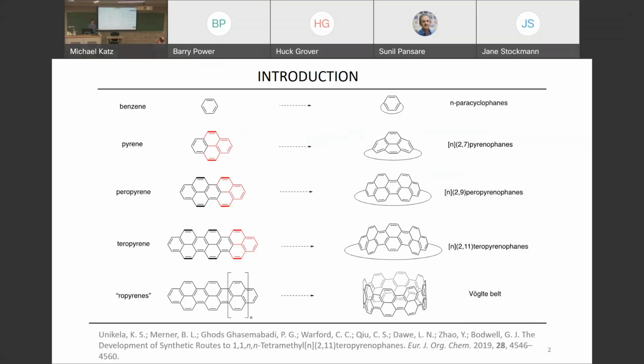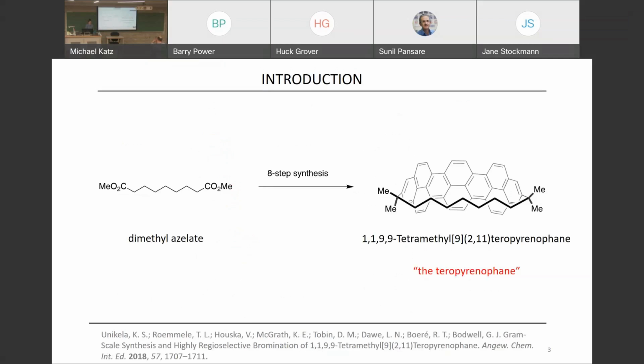So Alexandra has already told you about cyclophanes. So if we bridge those rho-pyrenes at their most two remote positions, we can form a series of these rho-pyrenophanes. So Alexandra already told you about the pyrenophanes. Peropyrenophanes have not been synthesized yet. And in our group, we have synthesized a number of teropyrenophanes. And one of the teropyrenophanes that have been synthesized on the gram scale is this huge structure that I will be calling from now on the teropyrenophane for simplicity.